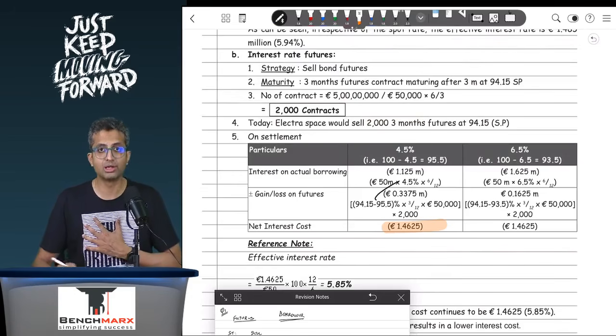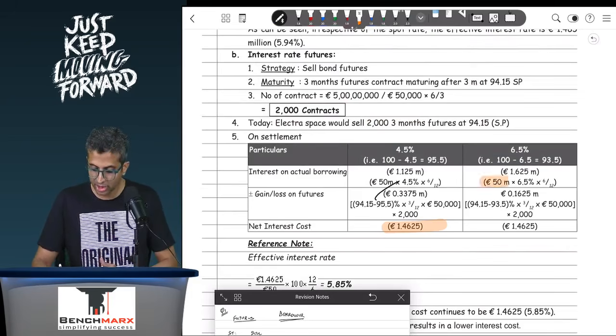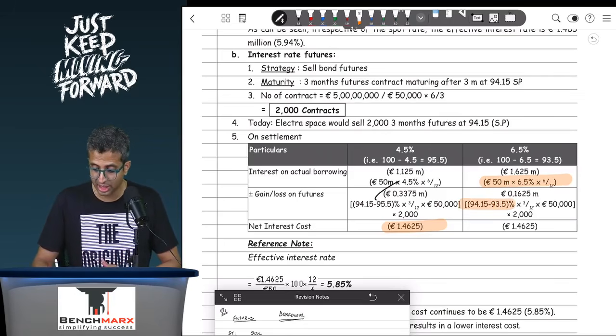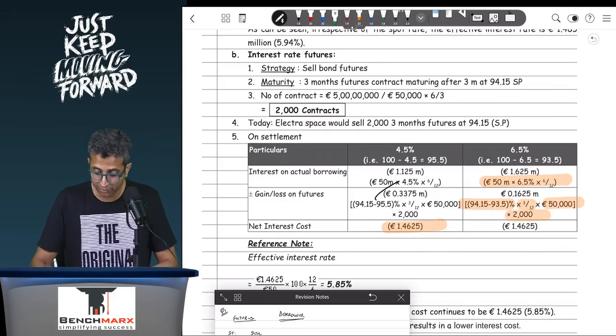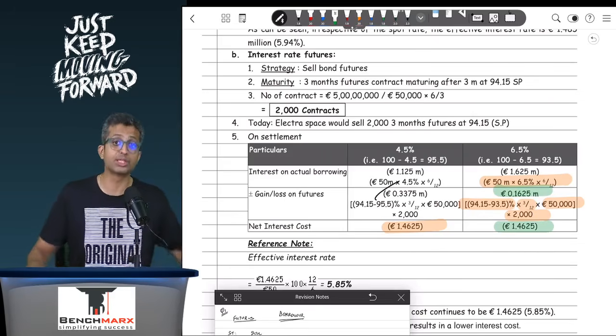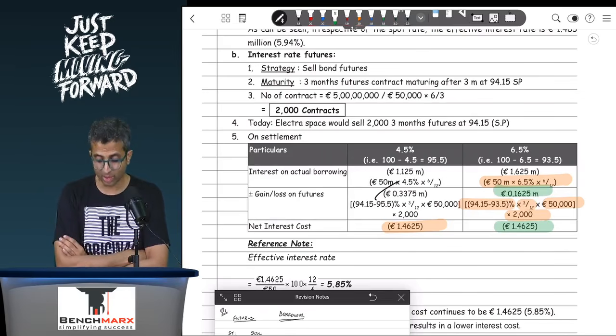Now if I look at the rate being 6.5%, my actual borrowing cost will be 50 million into 6.5% into 6 by 12. So this will be my actual borrowing. But now when I look at the gain or loss on the futures contract, I had originally sold at 94.15. Now I am buying at 93.5. And hence that's again into 3 by 12 into 50,000 into 2,000. So that will give me a positive answer to the tune of 0.1625. And hence eventually there would be the same cost. Sir, but why is it so? Well, that is exactly what hedging does. Your cost remains the same irrespective. So that is 1.4625.